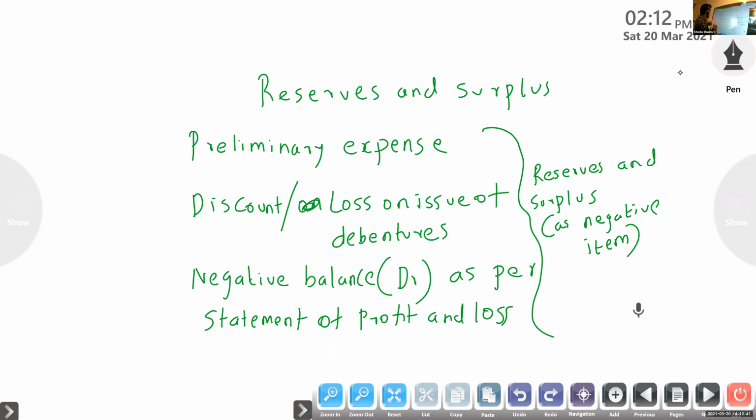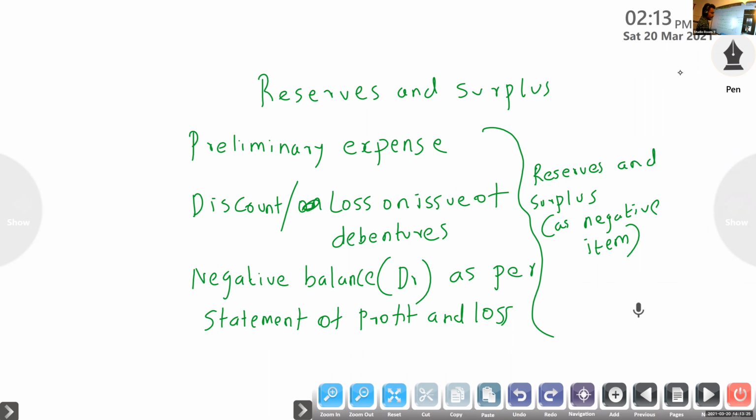Okay, you look at that: preliminary expenses, discount or loss on issue of debenture, negative balance or debit balance as per the statement of profit and loss account. You know that last year we studied preliminary expenses and discount on issue of debenture, which is a loss, as fictitious assets. But now in the new format, what are we doing?